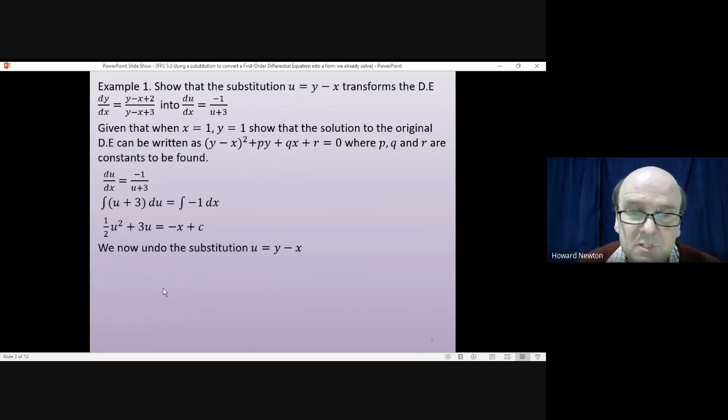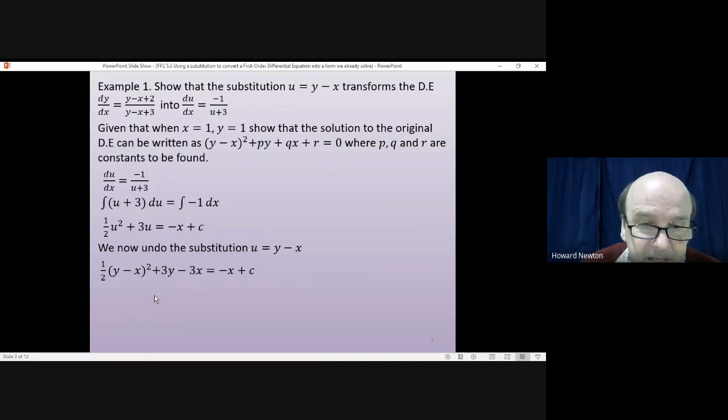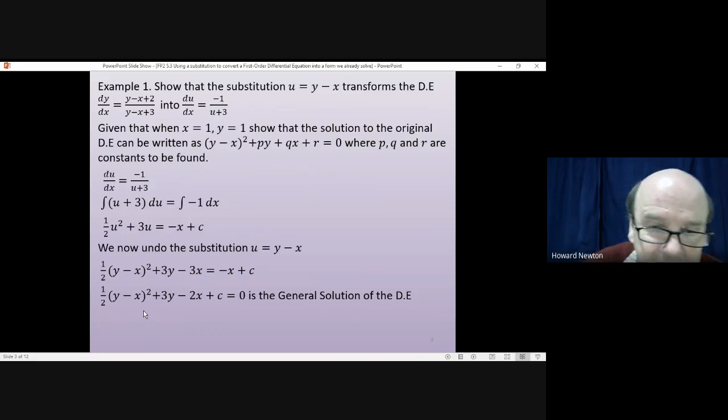Now we'll undo the substitution. So right back at the beginning, we were given a substitution u equals y minus x. And so we'll substitute y minus x in for u. That gives us this, and that can be tidied up to give us a half (y minus x) squared plus 3y minus 2x plus 3 equals 0, is the general solution of the differential equation.